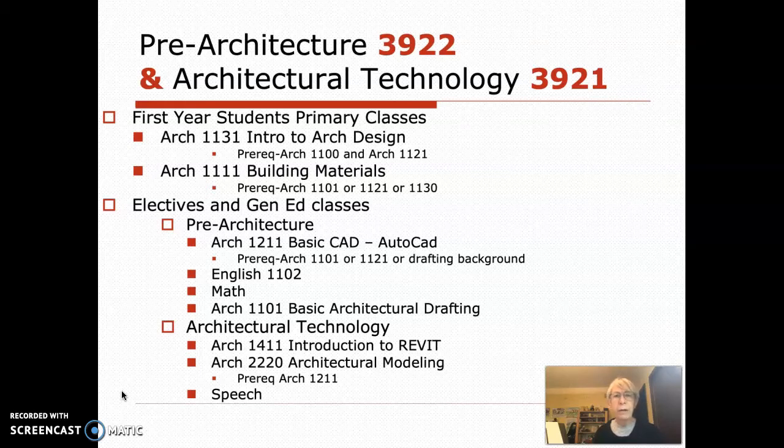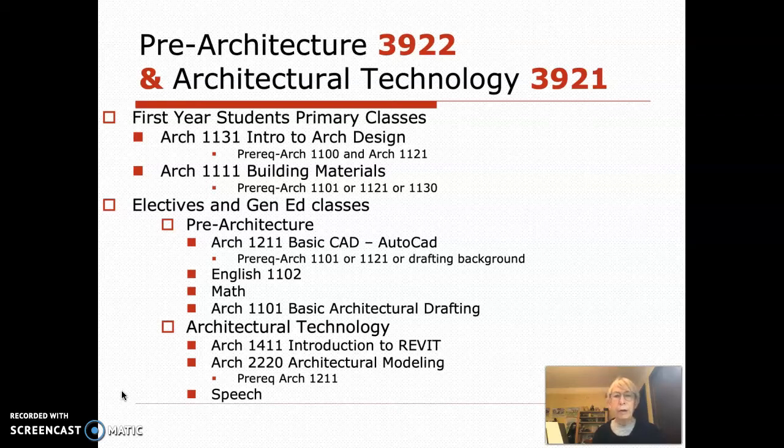Both of these classes have prerequisites as noted, but if you don't have the prerequisites but think you're prepared for the classes, contact myself or the instructor of the class that you're interested in taking, and we can review your qualifications. Remember, prerequisites are there because you need those skills to be successful in the class. In the spring, you should also be taking some of your architectural electives and gen ed classes.